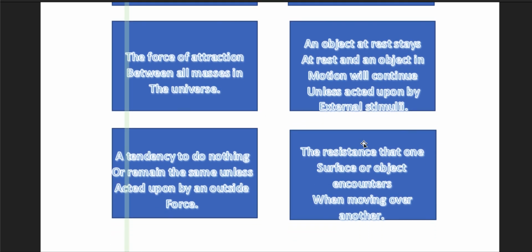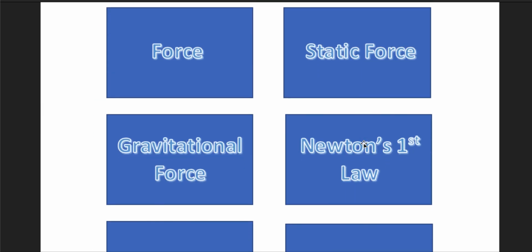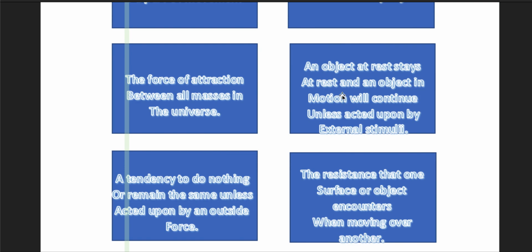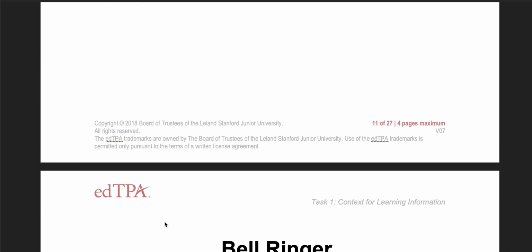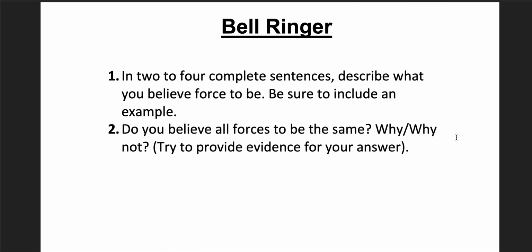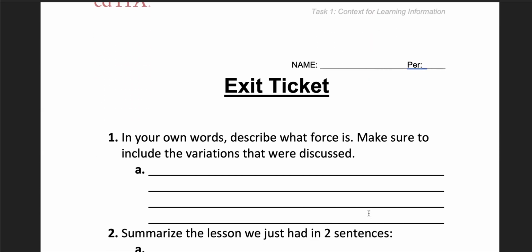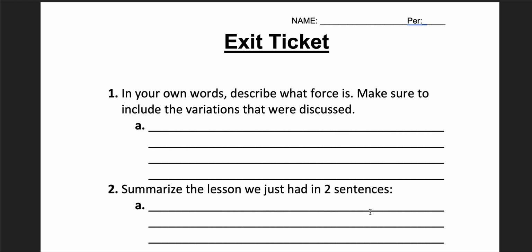So I also created these vocabulary cards. These are cards that they would put together. Those are the terminology terms, and then these are the definitions for those. Moving on to the bell ringer, this just is what I would put for them to complete in their science journals. Moving forward, exit ticket, so they could do this on their own paper, they could do this on this.